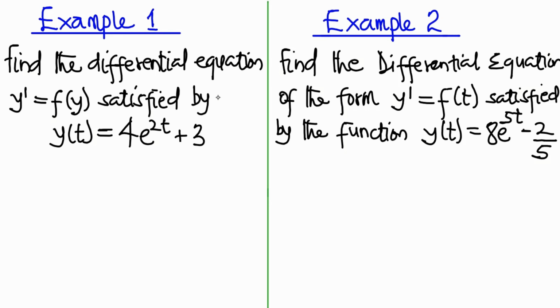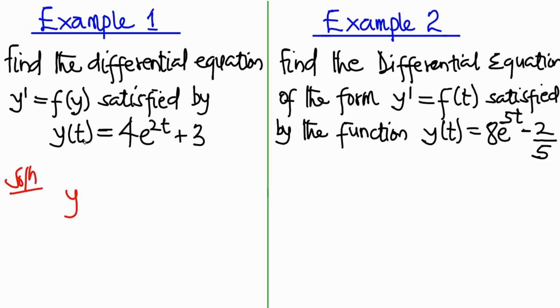Here there are two examples, and we start with example 1. It says find the differential equation y prime is equal to f of y satisfied by y of t is equal to 4e^(2t) plus 3. So what this simply means is that there is a differential equation that has a solution as 4e^(2t) plus 3, and therefore we must find that differential equation. Since the only thing we have here is the solution to the differential equation, we use that to solve.